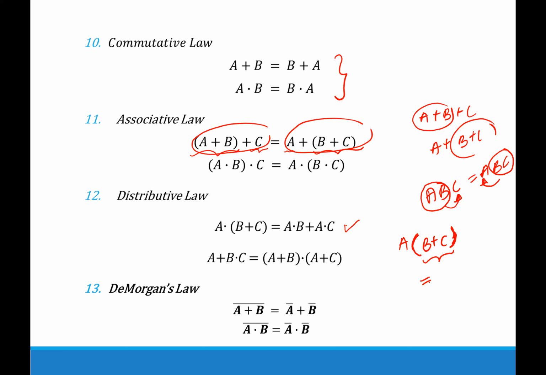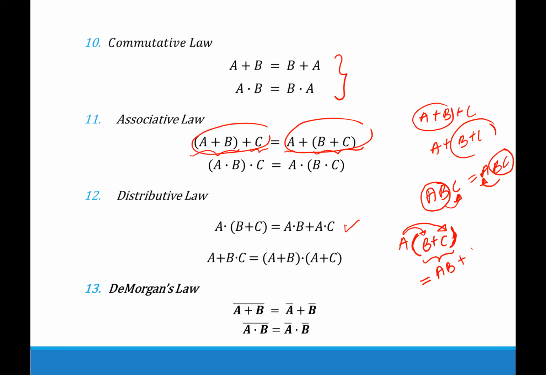And if not, we can remove these brackets, okay? We can simplify this one by removing these brackets. How do we remove these brackets? We need to multiply both values by A.